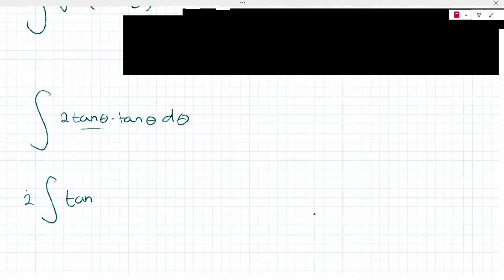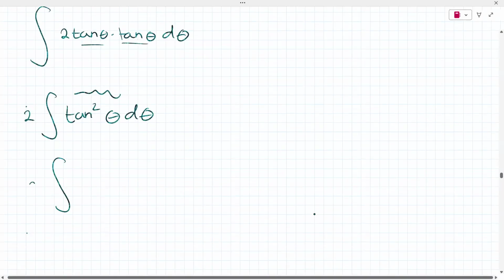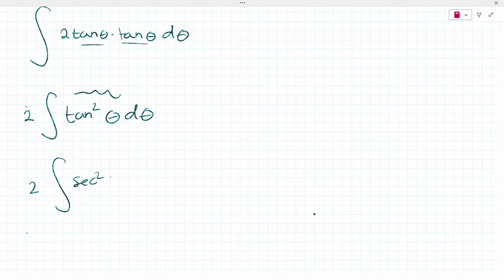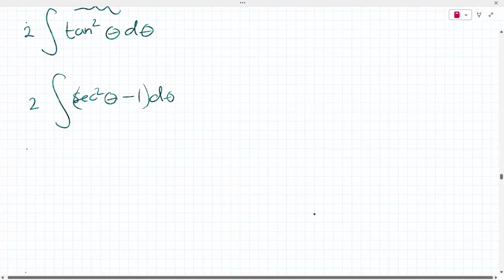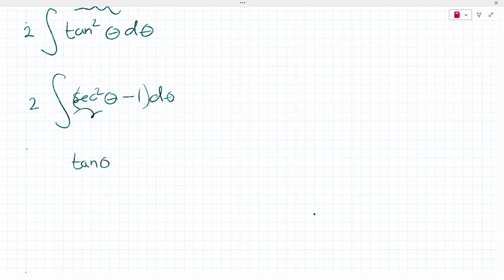So wait, you have a tan theta and tan theta, so that's going to be tan square theta d theta. And then you can use your trig identities. We know that tan square theta is the same thing as secant square theta minus 1 times d theta. And now we have to take the integral of each term. What's the integral of secant square theta? It is tan theta. What's the integral of -1 in terms of theta? It would be negative theta.